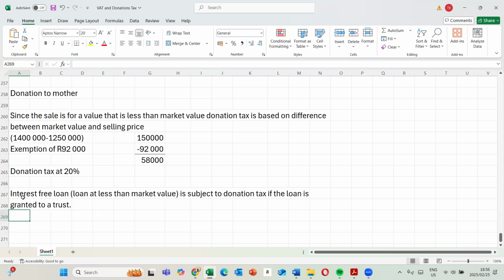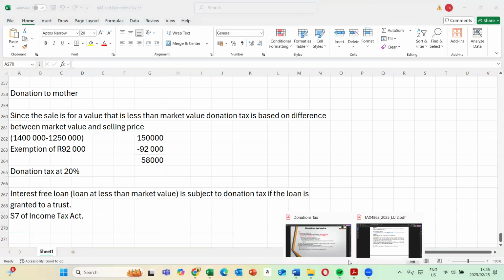So what the examiner will do now is give you an interest-free loan, like in this case to the mother. But because we're used to that principle where we say interest-free loan is exempt from donations tax, we get it wrong. We forgot to say that when you give a loan to a trust at no interest rate, that's when it's exempt. So it's with regards to Section 7 of the Income Tax Act. We're going to do more about Section 7 when we're dealing with the trusts. So basically that's what we have with regards to this part of the question.